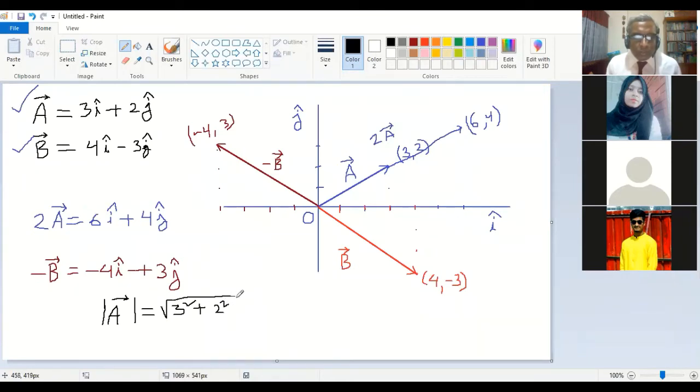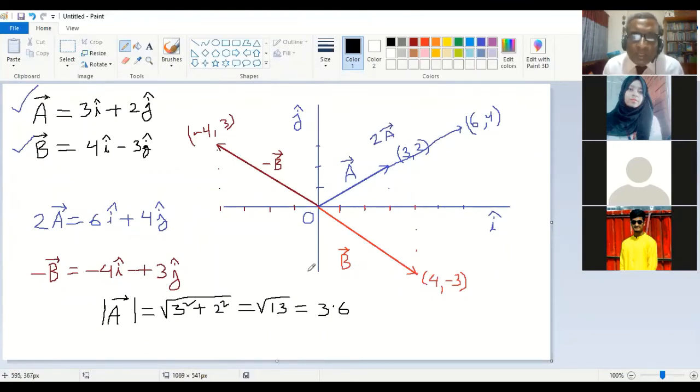So in this case it will be 3 square plus 2 square, so it will be root over 13, and 13 may be 4 point something, maybe 4.6. If you have calculators, someone write. It is 3.6, not 4, because 13 is below 16, so below 16 means not 4, it is 3.6.